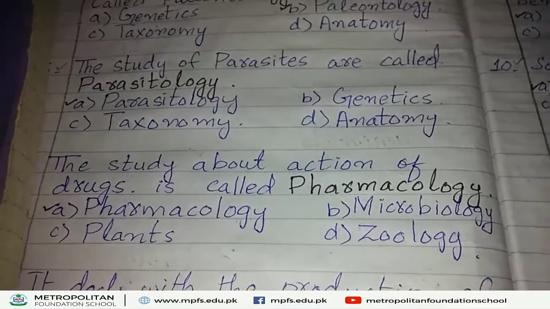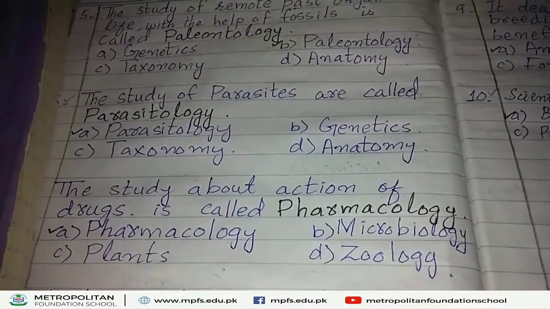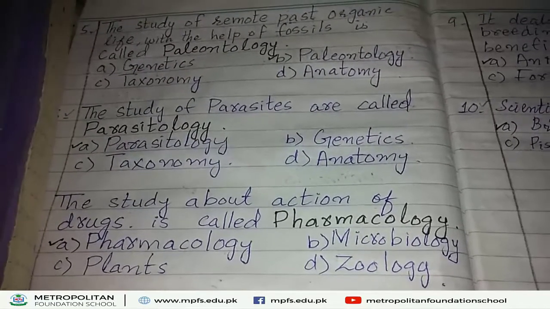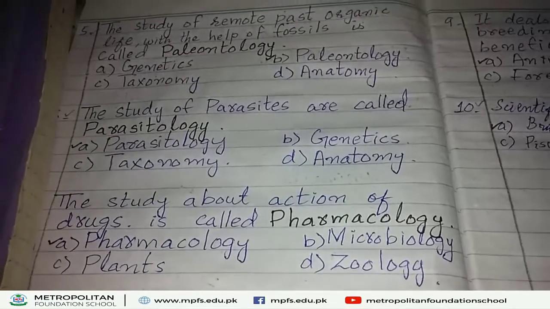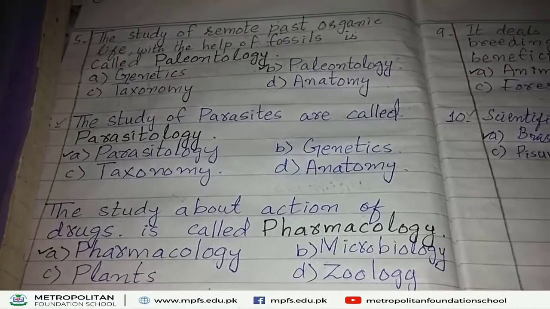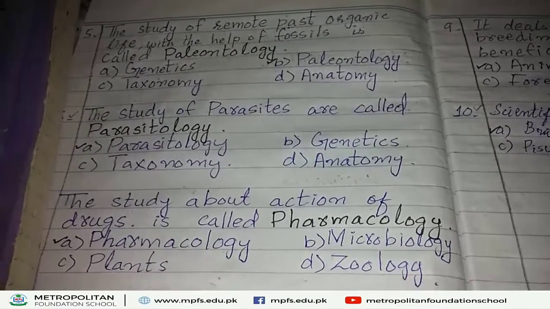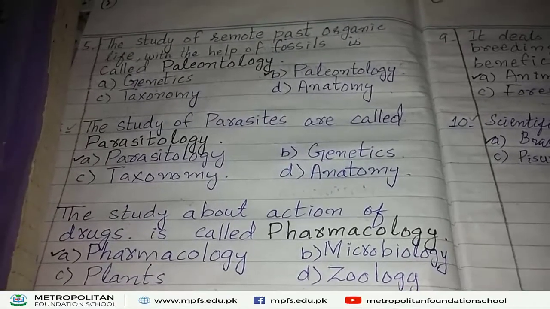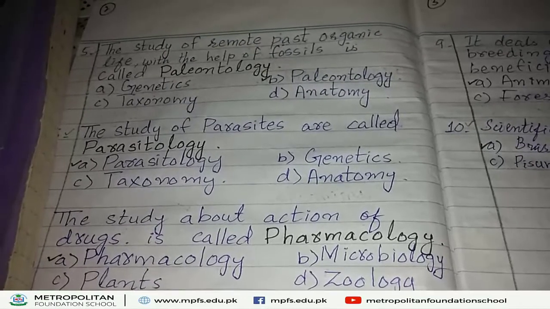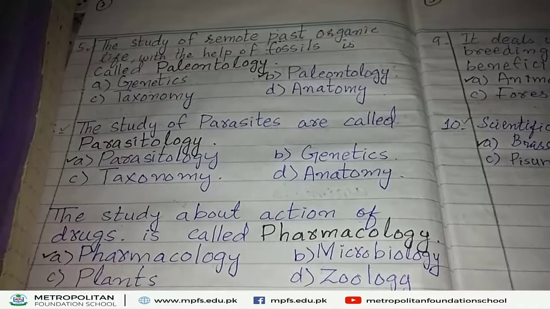Next, the study about action of drugs is called option A, pharmacology, option B, microbiology, option C, plants, and option D, zoology. So students, the branch of biology in which we study about action of drugs, this branch of biology is called pharmacology.